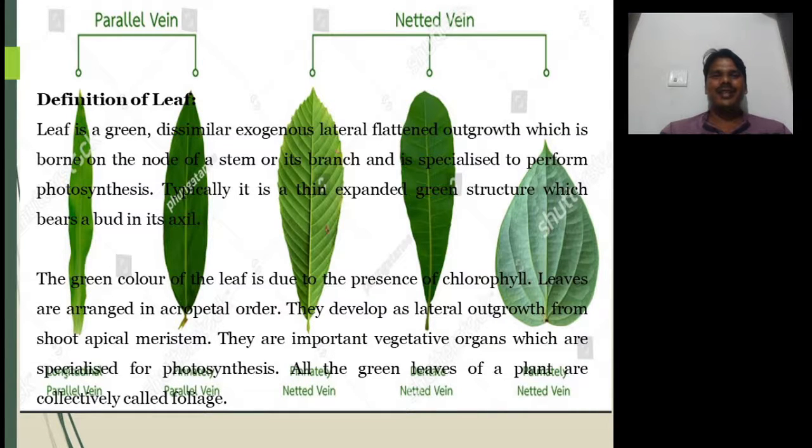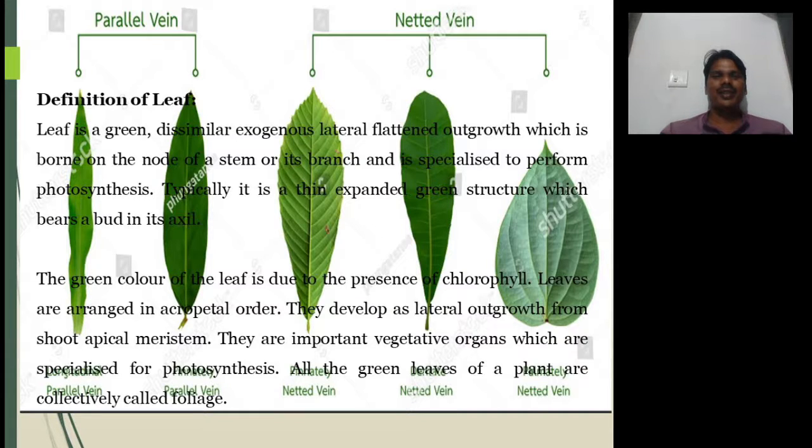Then, the green color of the leaf is due to the presence of chlorophyll. Why are they green? Because of the presence of chlorophyll in the leaf, that's why the color gives the physical appearance. The color is green. Leaves are arranged in acropetal order.